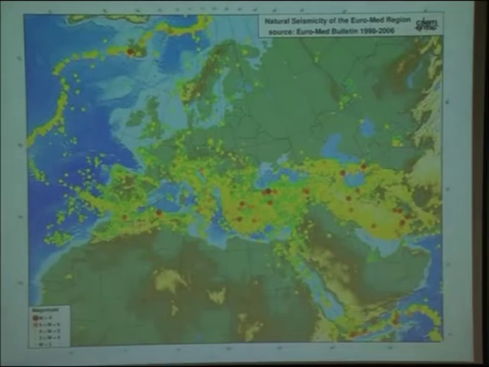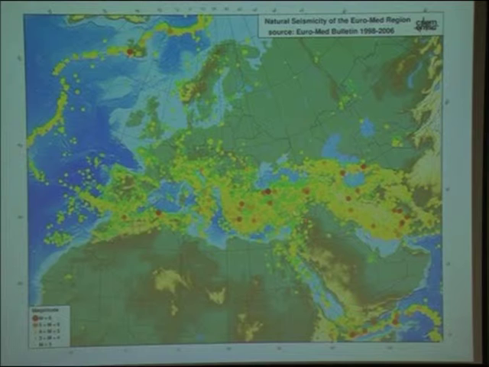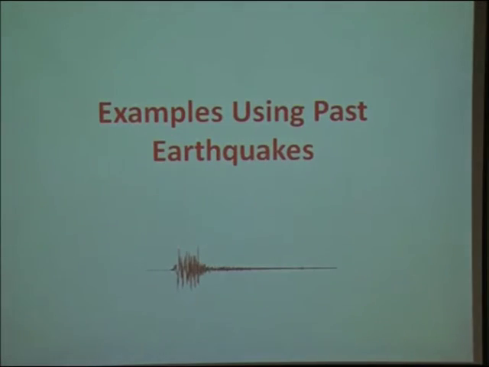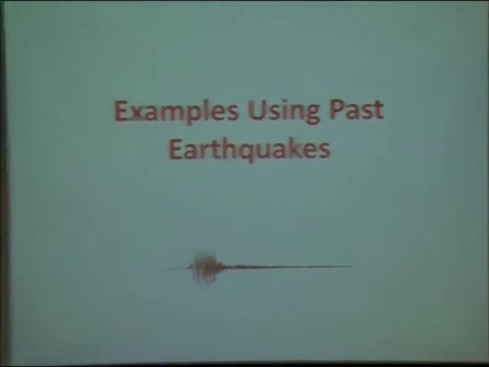This is a map showing the epicenters of earthquakes that occur in this part of the world. This is the Alpine belt. So our region is earthquake vulnerable. Let us give you some examples of past earthquakes, just to show you the devastating nature of an earthquake, which I'm sure you all know.